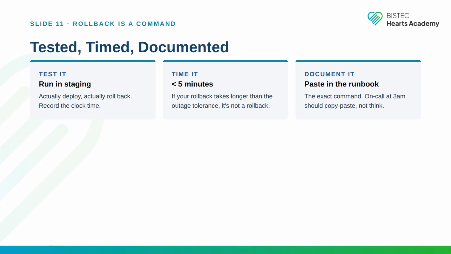Tested, timed, documented. Tested: run the rollback in staging. Actually deploy, actually roll back, record the clock time, time it, under 5 minutes. If your rollback takes longer than the outage tolerance, it is not a rollback. Document it: paste the exact command in the runbook. On call at 3 a.m. should copy-paste, not think.